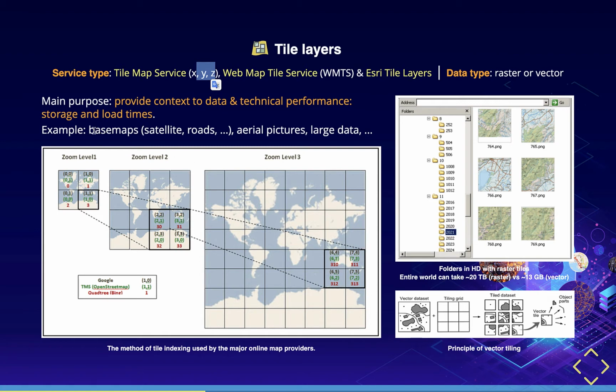Imagine how much it can take, because satellite maps, for example, with 18 zoom levels can take up to 20 terabytes of information. The only way to serve that in an efficient way and reduce the load times and everything is doing something like this.